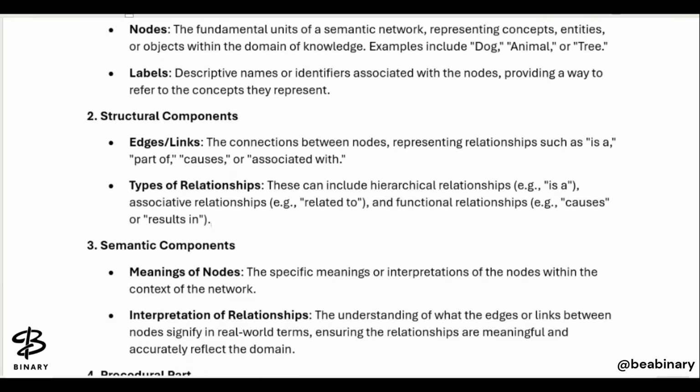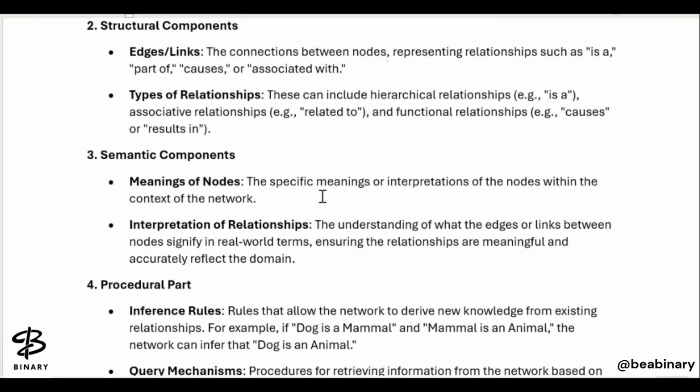Now the semantic components. What is the meaning of a node? How will the relationships and the knowledge be interpreted here? The meaning of a node is the specific meaning or interpretation of a node within the context of a network. We need to define a meaning. Then the interpretation of relationships: the understanding of what the edges or links between the nodes signify in real-world terms, ensuring relationships are meaningful and accurately reflect a particular domain.